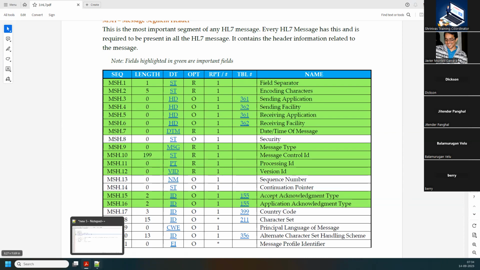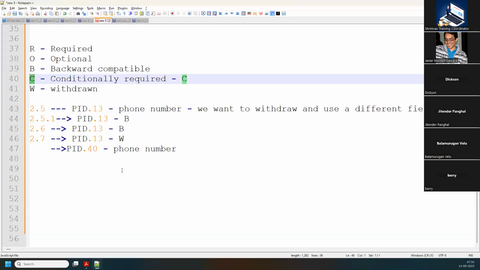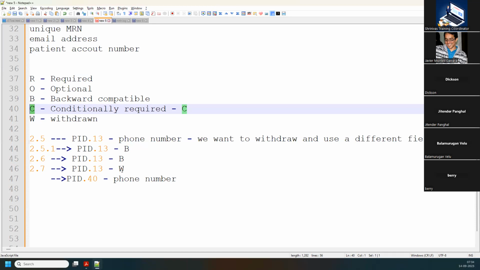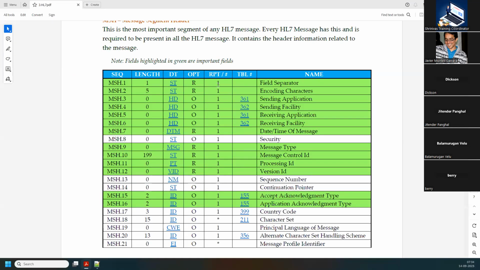Now, PID 13 is dedicated for sending the phone numbers. But what if we have more than one phone number? We have two phone numbers. So that's where a repetition number will come into play. Repetition will tell you whether the same data element can repeat or not.